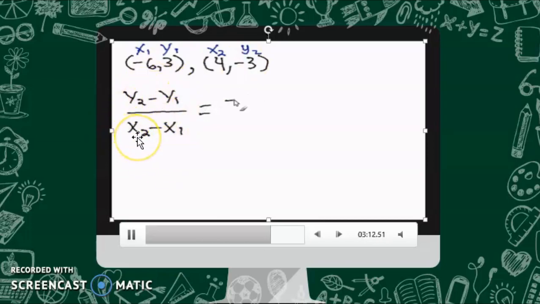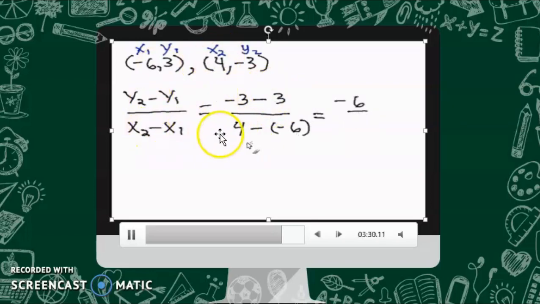So we have -3 for y2, 3 for y1. Please notice this is a subtract, and when you put the 3 there, you get this. Then you put in your x2, 4, take away x1, which is -6 here. But remember, this is different. You have your subtract and -6. So that's how you change this to a plus, because 2 negatives give you a plus.